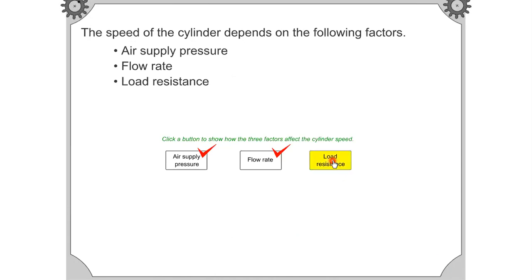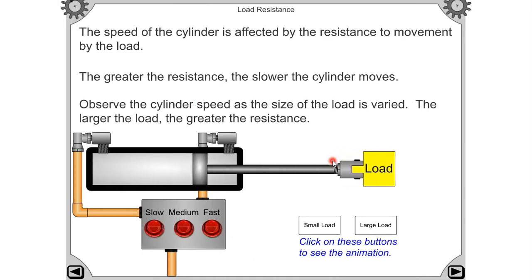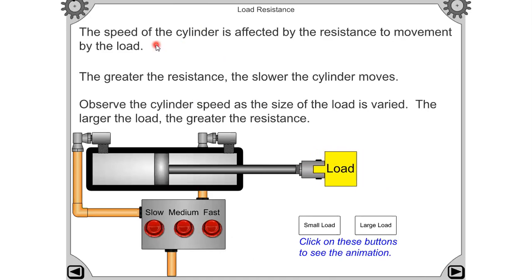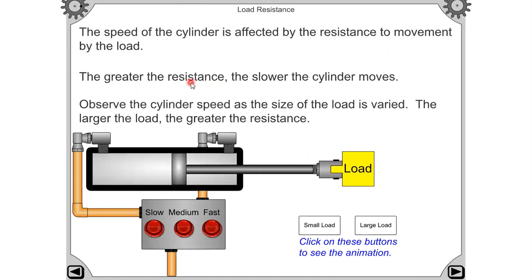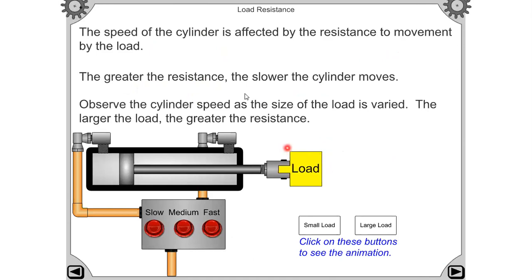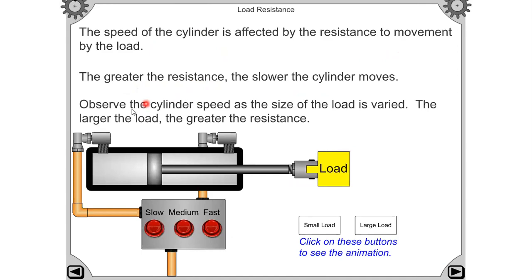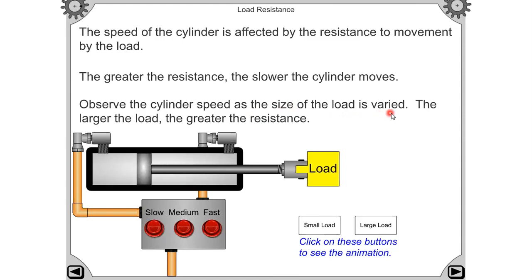Then we will see the third factor, that is the load resistance, because the load also depends on the actuator. Here the speed of the cylinder is affected by the resistance to the movement. So the greater the resistance, the slower the cylinder moves. As the load increases, the speed will decrease. We will see the cylinder speed as the size of the load is varied.